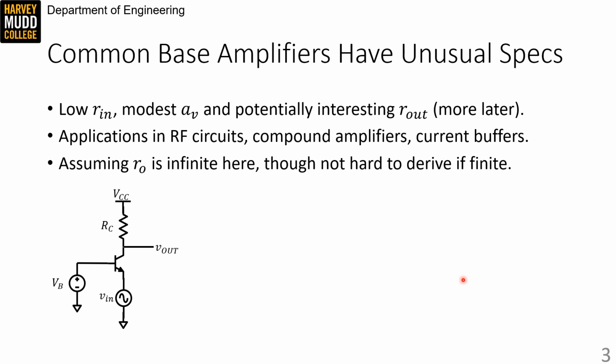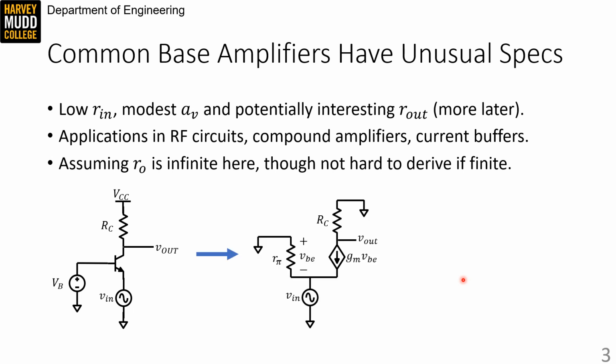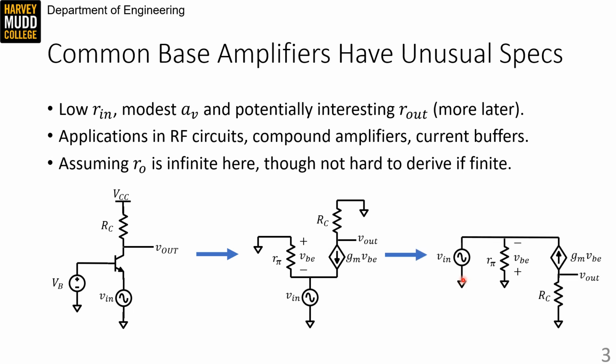We're going to analyze the small signal parameters of this amplifier, and as usual, we need to start by making a small signal model. Pause the video and draw a small signal model of the common base. Here's a small signal model where we directly substitute the hybrid pi model into the circuit. And here's a simplified version where I've rearranged the elements to make the analysis simpler.